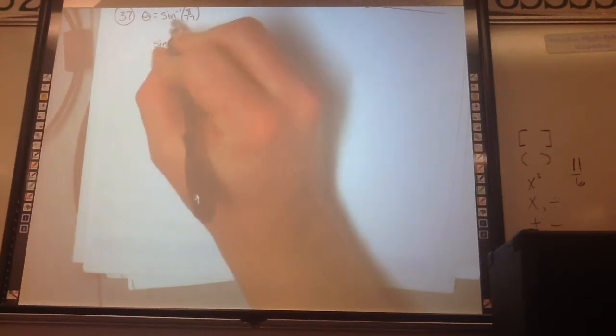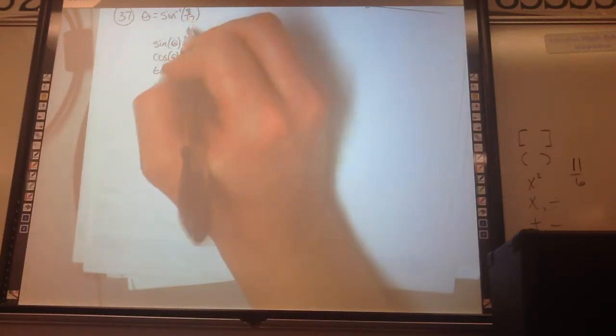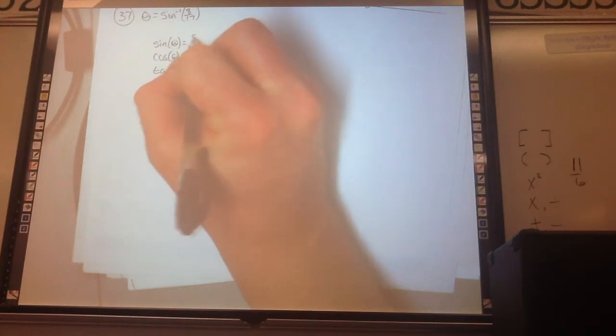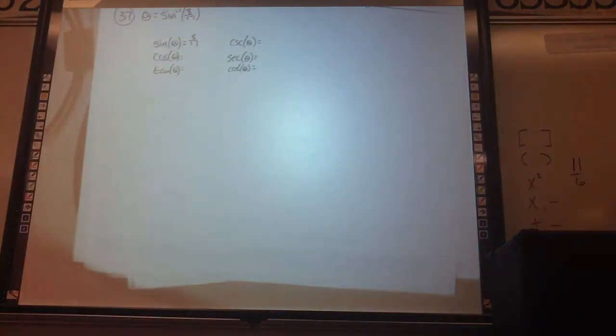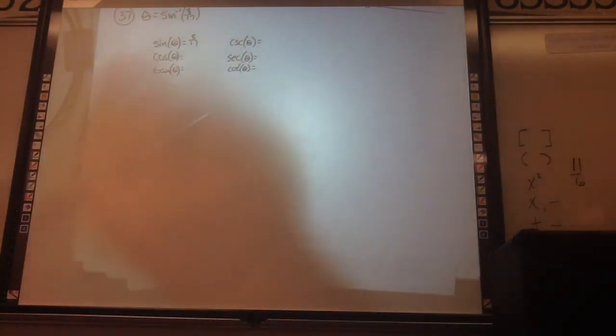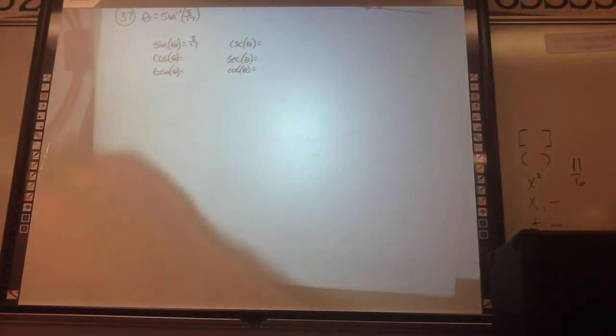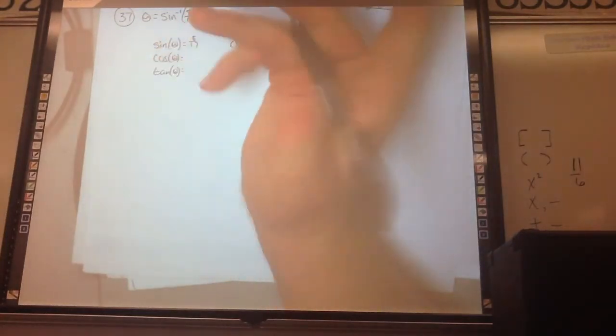Given this, you should know the sine of theta. If theta equals the inverse sine of 8/17, isn't it true then that the sine of theta is 8/17? Take the sine of both sides. Sine and inverse sine are opposites, so they'll cancel out, and the sine of theta equals 8/17.